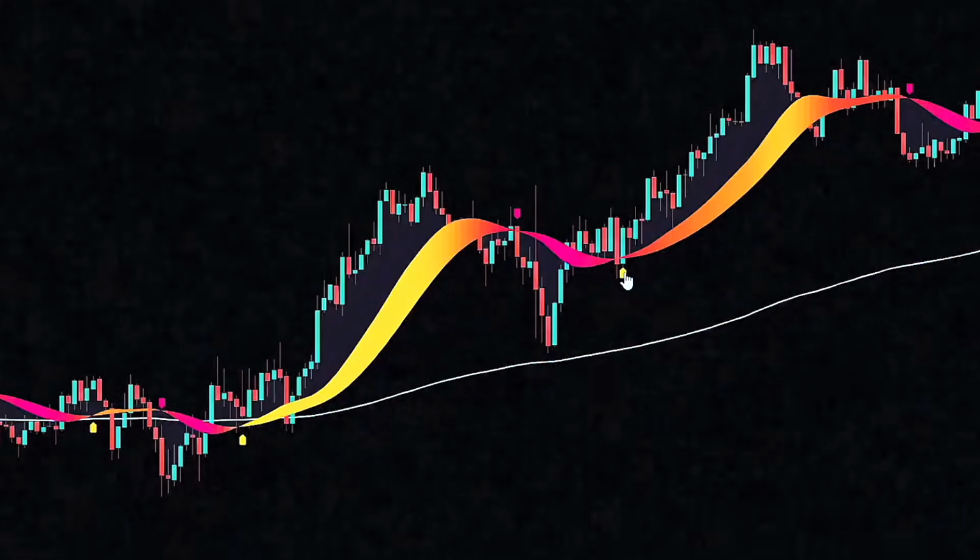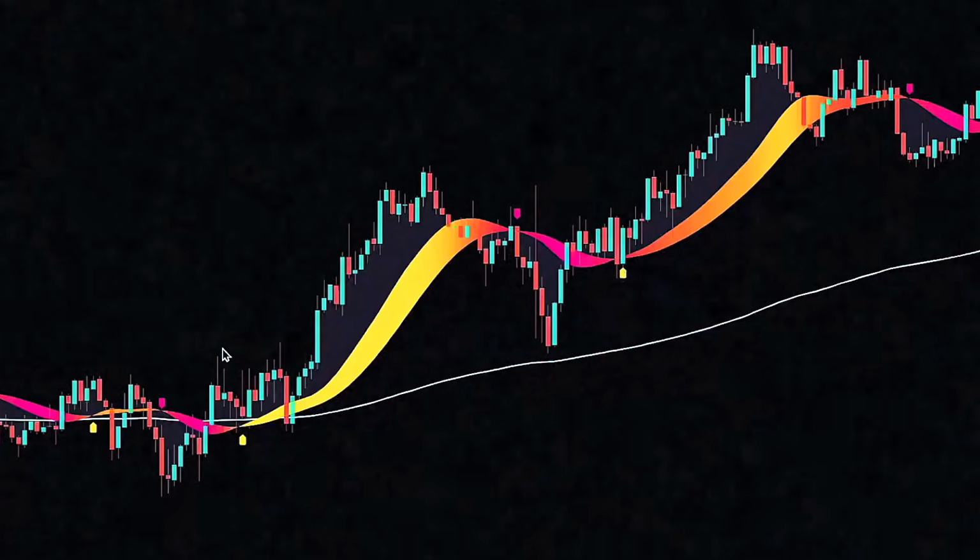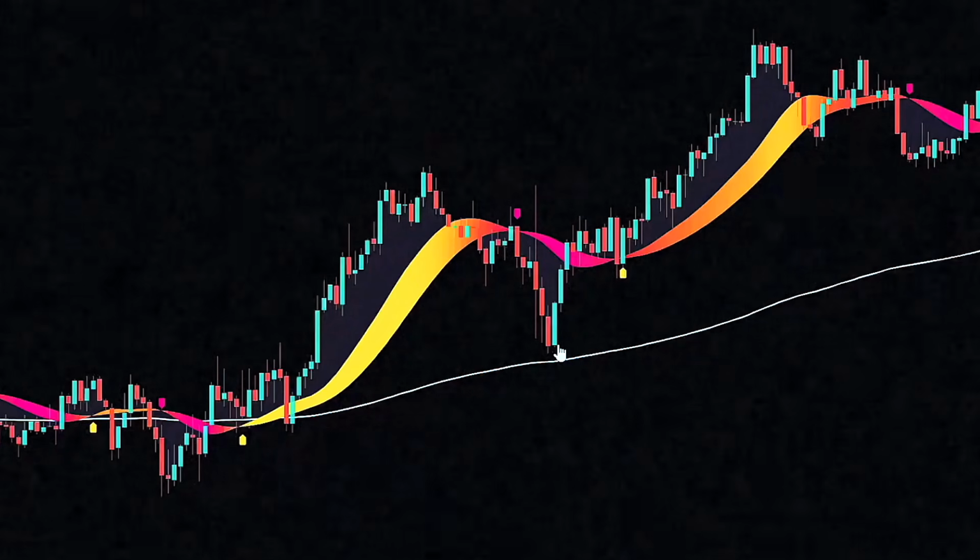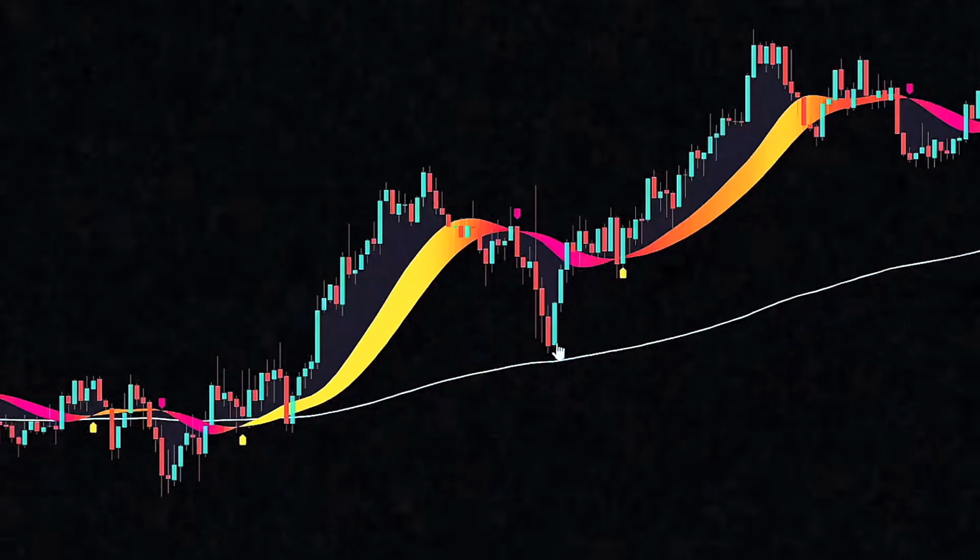You'd also want to see some confluence, like a break and retest of a resistance turned support level to confirm your entry.